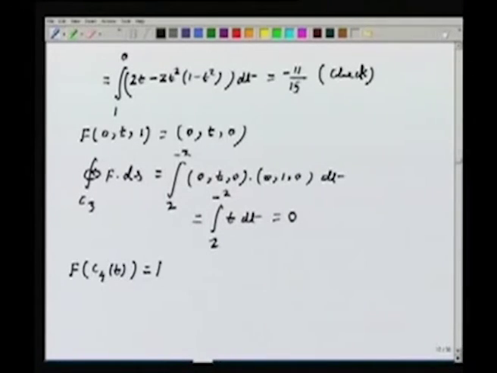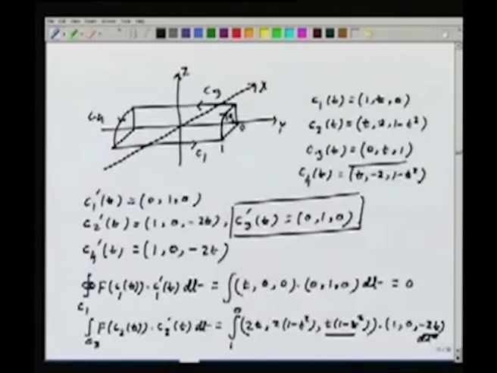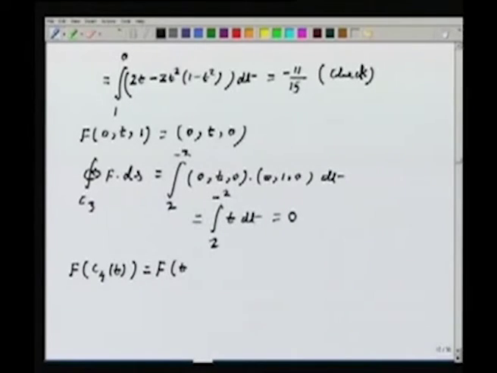That is f of C4(t). What is the equation of C4(t)? This is (t, 2, 1 minus t square). So (t, 2, 1 minus t square). I can calculate from the formula of f. So it is xy, then yz, then zx.